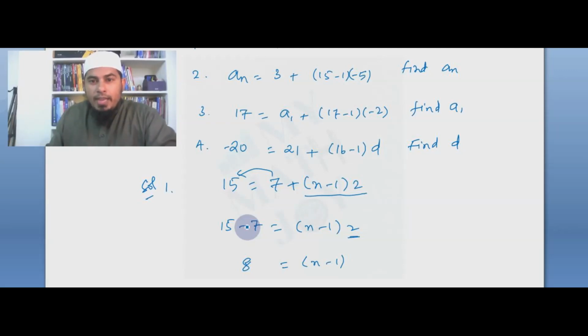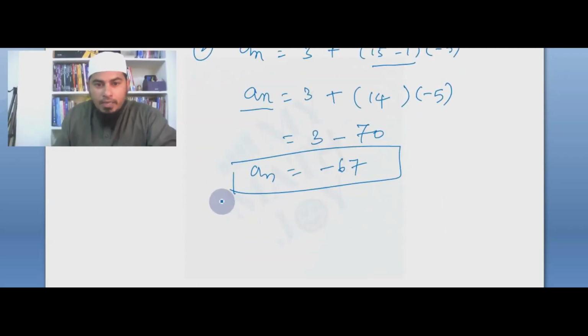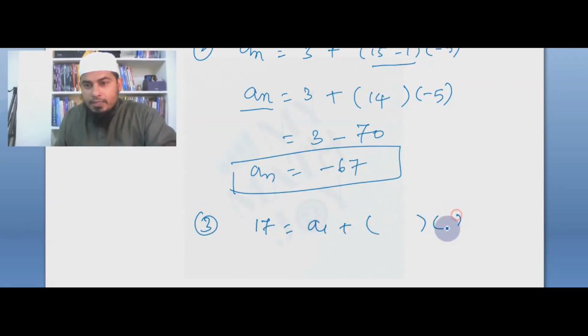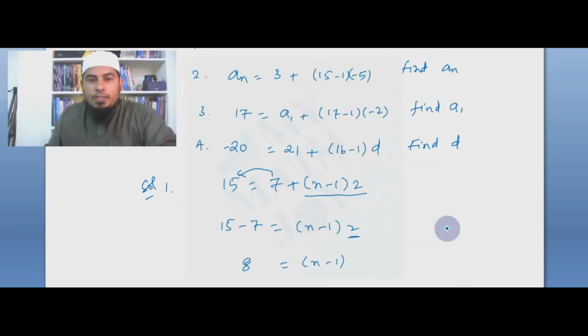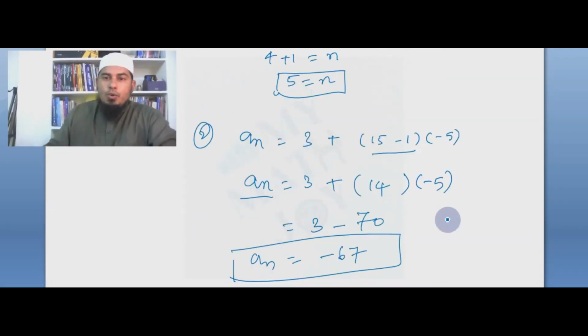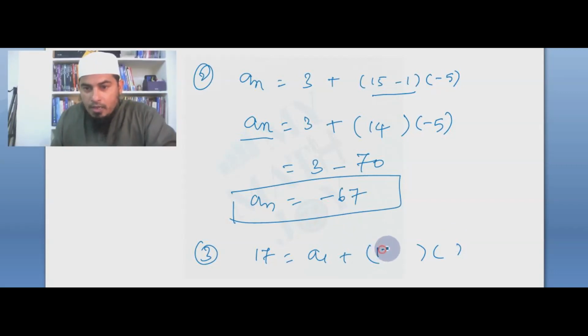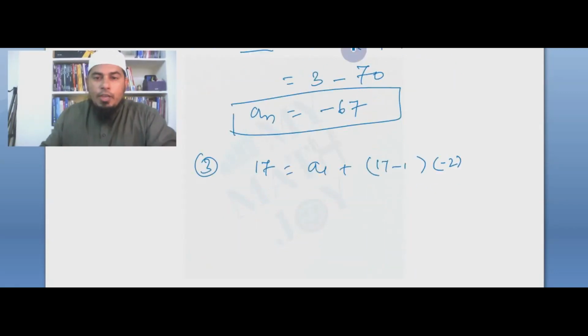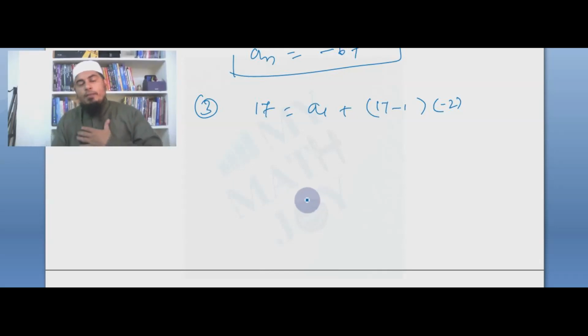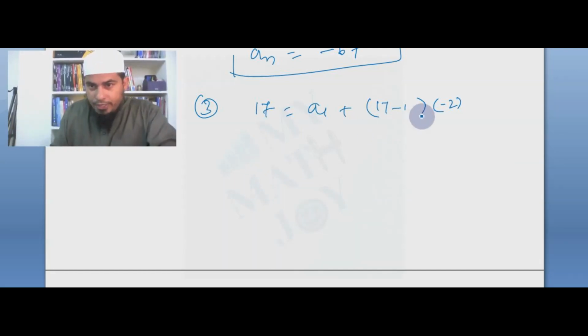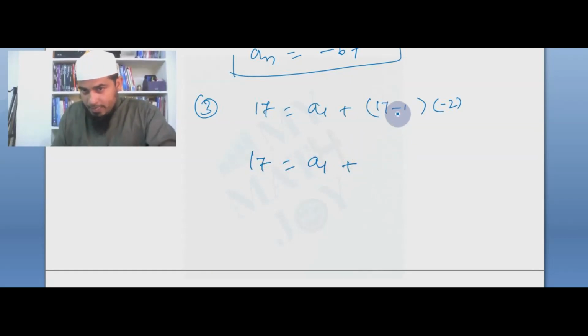17 is equal to a1 plus, and the bracket is there. What is the question there? 17 minus 1 times minus 2. Okay, let us move. 17 minus 1, minus 2. So if we get a linear equation in this format when we are solving problems on the nth term formula, we need to simplify in this fashion anytime. a1, 17 minus 1 is exactly 16 times minus 2.